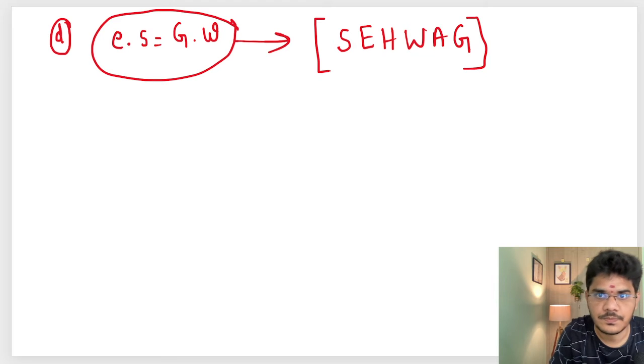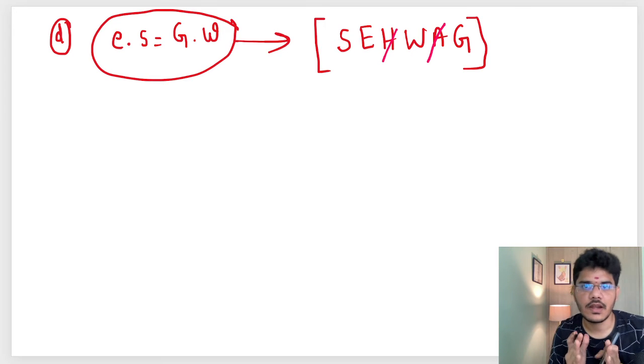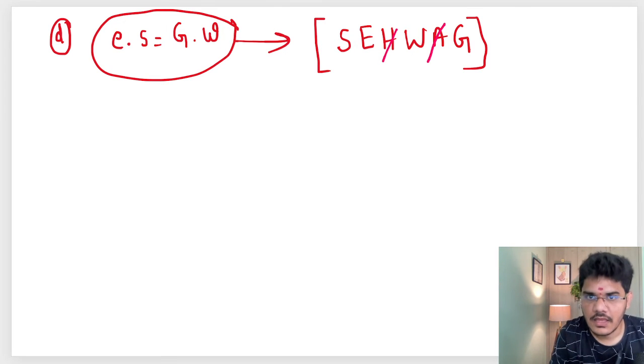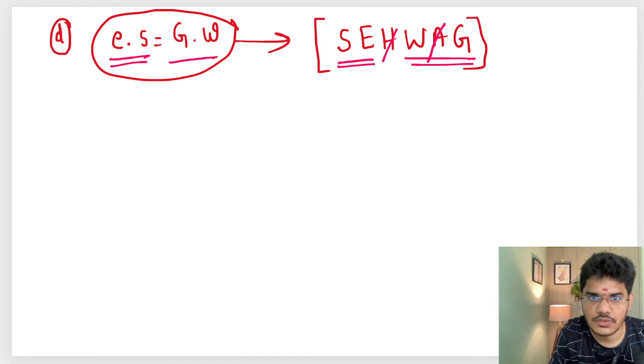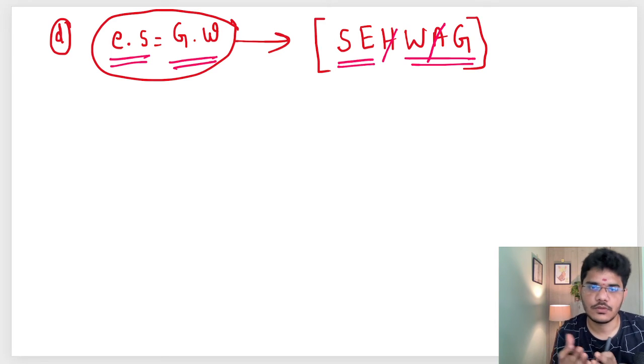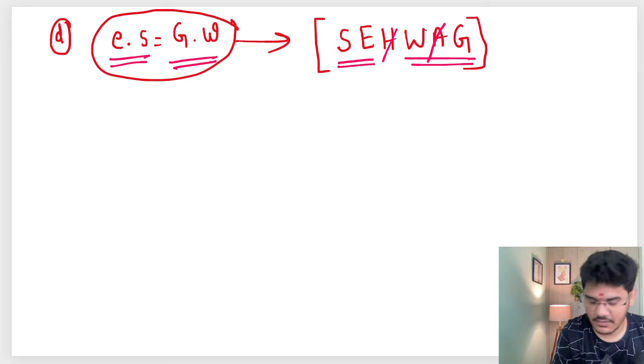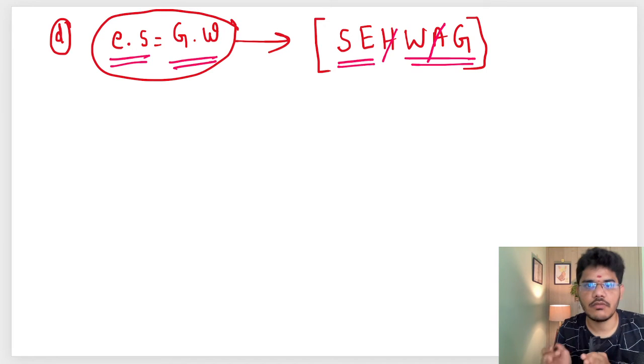Sehwag. So think about in cricket, you know Sehwag, right? Sehwag, W G. So in this way you can remember, or else if you can remember without this one also you can, that is up to you. So Sehwag, this is the simple trick to remember this formula, Sehwag.